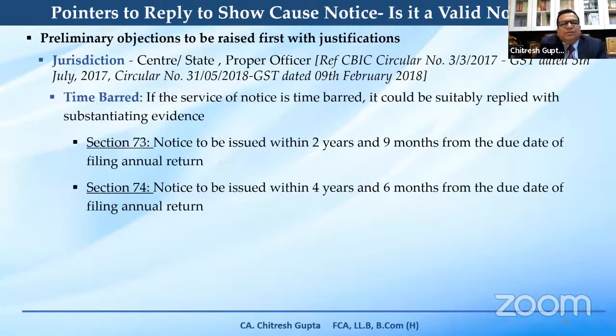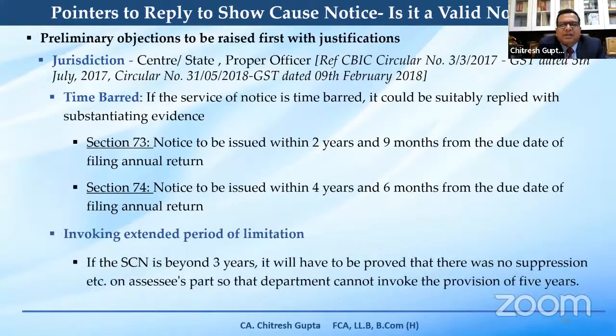Then another thing we need to see immediately on receipt of notice is whether it is within the time limit prescribed under the law or it is time barred. Under many sections, a time limit has been prescribed for issuance of show cause notice. If I take the example of section 73, the notice is to be issued within 2 years and 9 months from the due date of filing annual return. Or in case of section 74, which deals with fraud cases, the notice is to be issued within 4 years and 6 months from the due date of filing annual return. If the notice has been issued after this time, then definitely that notice is not valid, and we can take this time barred ground in the reply which we will be filing to the concerned authority.